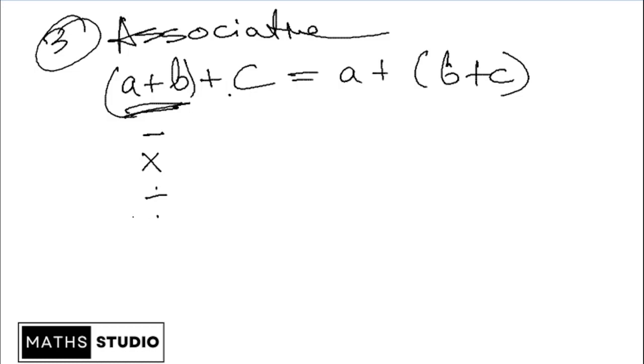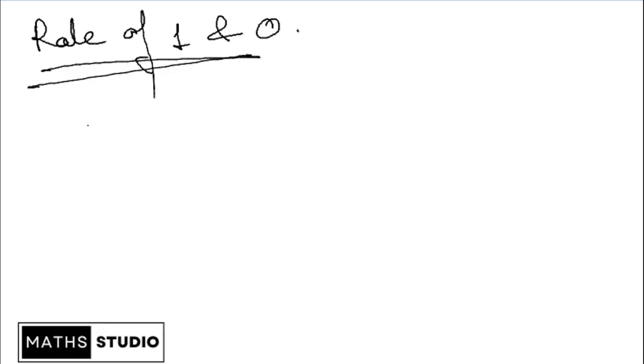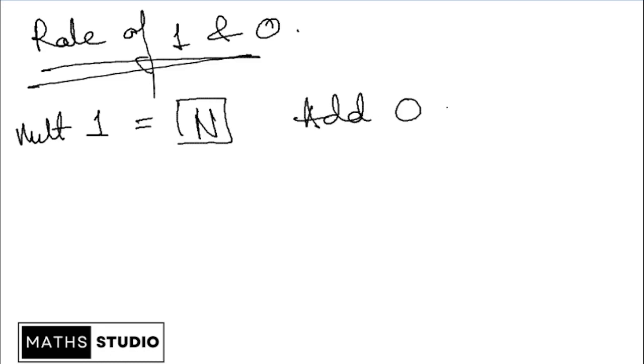Okay, now there is another property also, distributive law, that I'll be telling in some time. Let us understand the role of 1 and 0 in the entire number system that we are going to do. Whenever you multiply something with 1, the result would be the same number, and whenever you add 0 to any number, it will give you the same number.